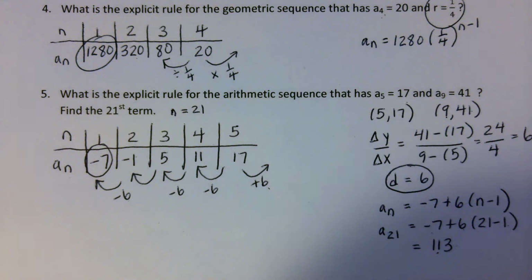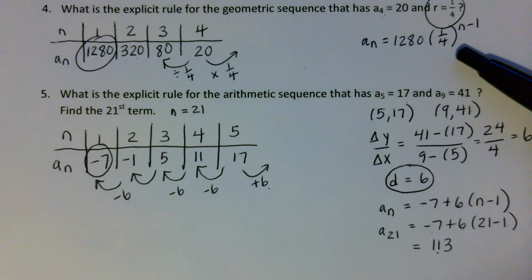And that is how we can use information that we're given to create either a geometric explicit rule or an arithmetic explicit rule.